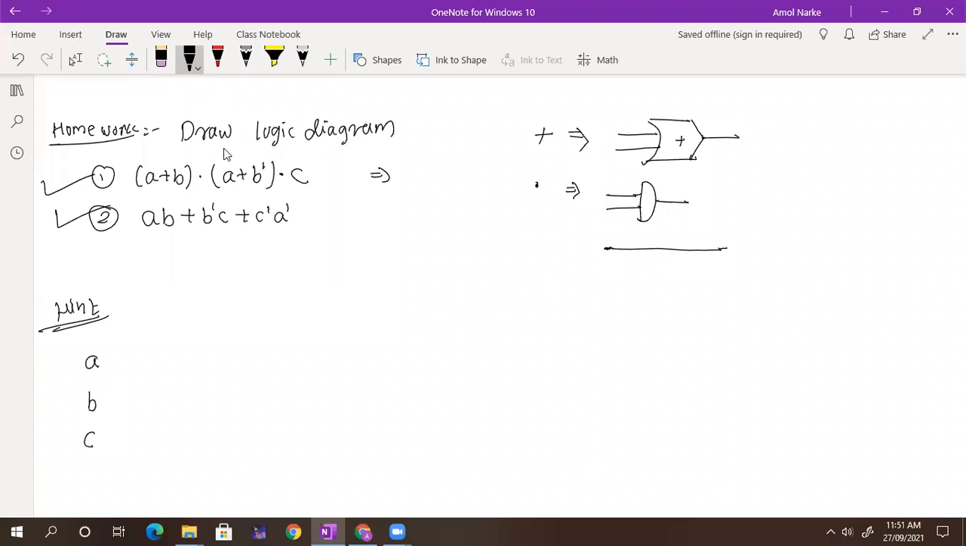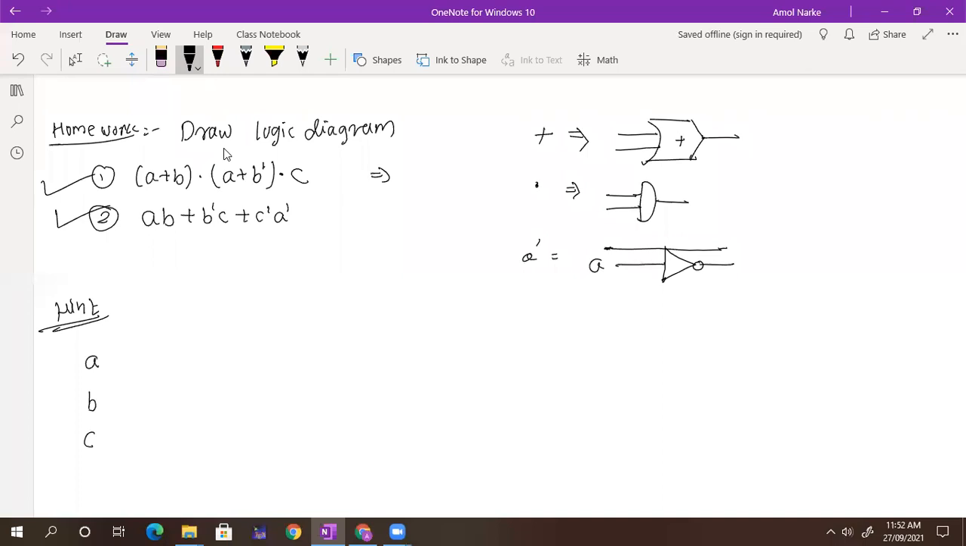And for not, complement or dash, suppose A dash, we have A. The starting point is this. Then we have a triangle. Then we have the output. Yes or no? This is what we have. Am I audible? Yes, sir, yes, it is.